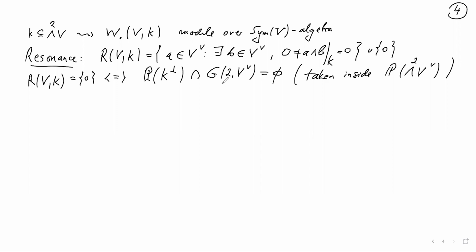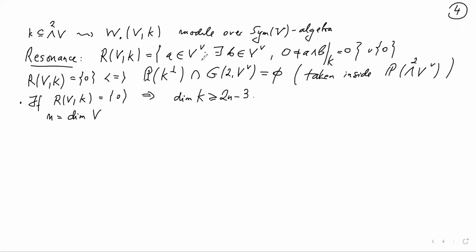So, in particular, if the resonance is 0, then necessarily, say n is the dimension of V, the dimension of K has to be at least 2n minus 3. This is another thing I want to say. I hope this is basically because of the fact that this is the Grassmannian G(2,n), which has dimension 2n minus 4, and then the 2n minus 3 comes from here. And you understand this: if K is, for instance, too small, then K orthogonal is too big, and the projectivization of K orthogonal will intersect the Grassmannian purely for dimensional reasons. So this is not an equivalence, it's just an implication, but it tells you that the resonance can be trivial only if K is of very large dimension.